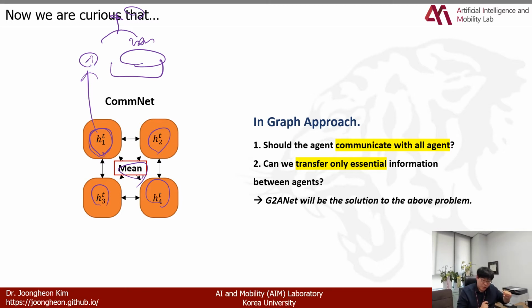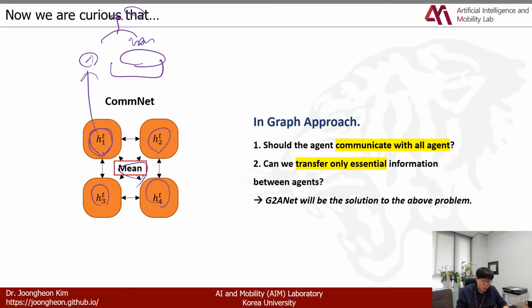Sometimes one agent is very famous, very important. Sometimes the relationship between 2 specific agents is very strong, or the others are very weak. But this kind of nature cannot be modeled with ComNet.